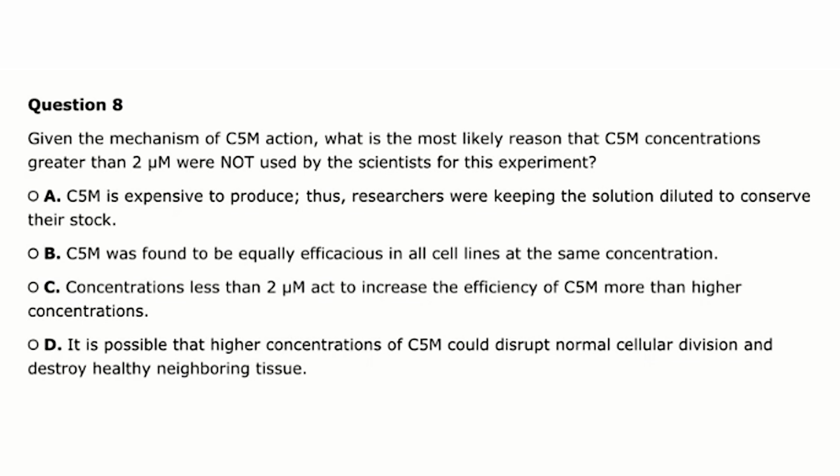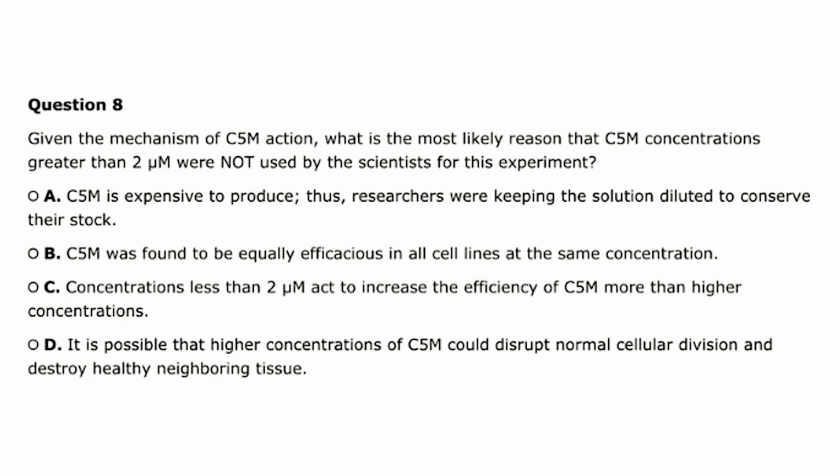Okay, makes sense. So answer choice A, C5M is expensive to produce. I'm just going to stop there. They absolutely didn't talk about how much it costs to make. Answer choice B, C5M was found to be equally efficacious in all cell lines at the same concentration, which we know not to be true based on table 1. Answer choice C, concentrations less than 2 micromolar act to increase the efficiency of C5M more than higher concentrations. I don't think we necessarily have data to support that.